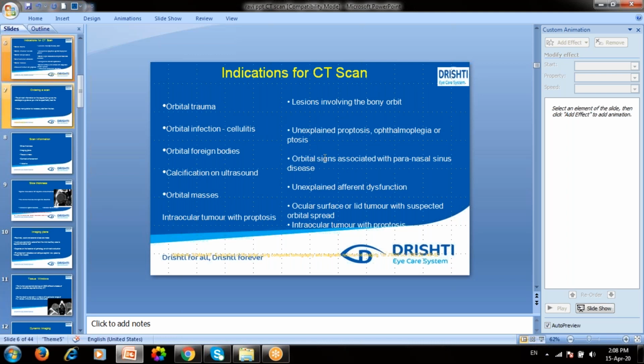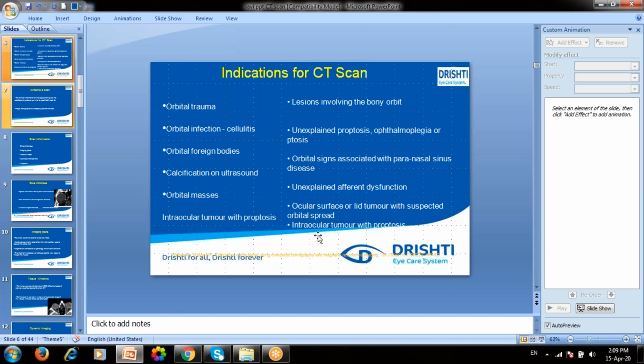Orbital signs with paranasal sinus disease. In the sinus, if there is a mass or the nasolacrimal duct is involved, in that case we can send it for CT scan. Unexplained afferent dysfunction, ocular surface tumors, or orbital spread. If it is only a lid tumor, the CT scan will not help. But if the lid tumor is spreading into the orbital area, like malignant tumors will spread, then to find the extent and exact location of the tumor we can do the CT scan.